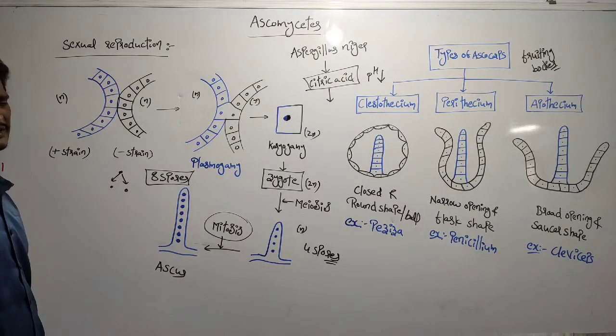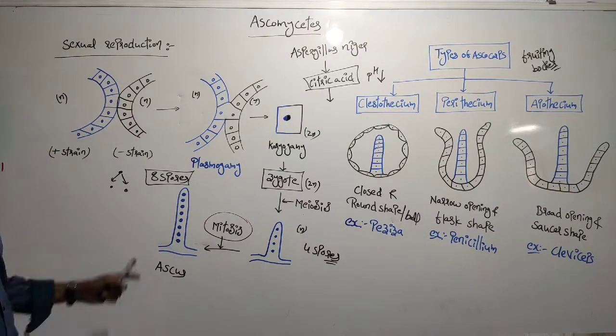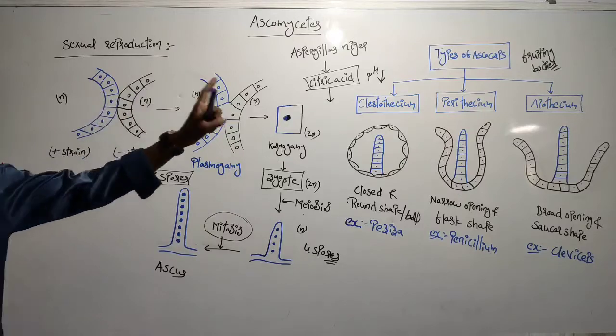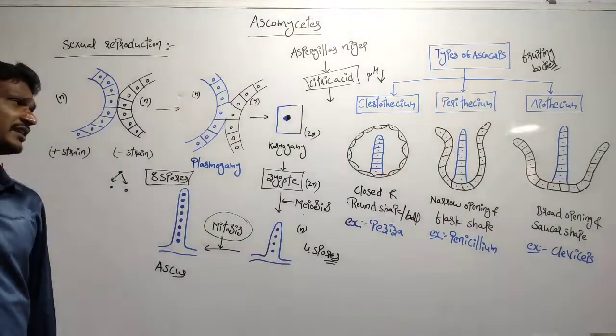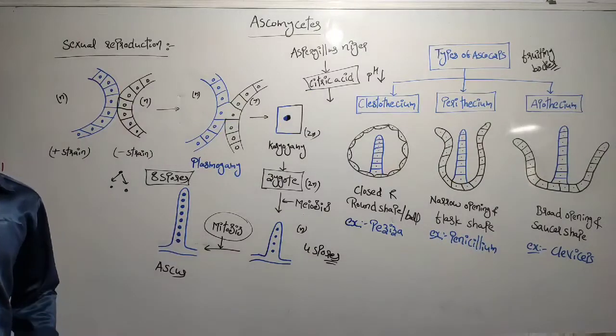It produces citric acid. Yeah, this is about sexual reproduction and the types of ascocarps, and these are the examples. Okay. Next class we will discuss the basidiomycetes.